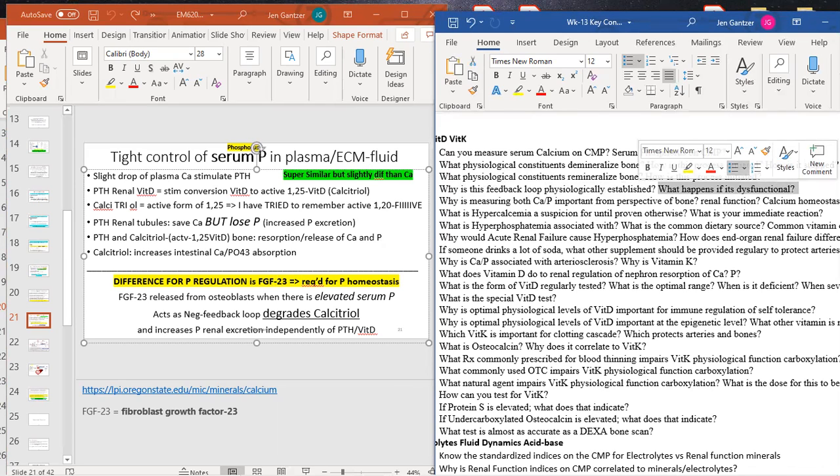So what happens if it's dysfunctional? If you cannot stop demineralization because of active vitamin D and hypercalcemia, if it's not responding, we can have an increased demineralization of bone. And if hypercalcemia kicks in, then you have some of the agitating second messenger effects, which can agitate smooth muscle as well as cardiac muscle, because cardiac is definitely smooth muscle.